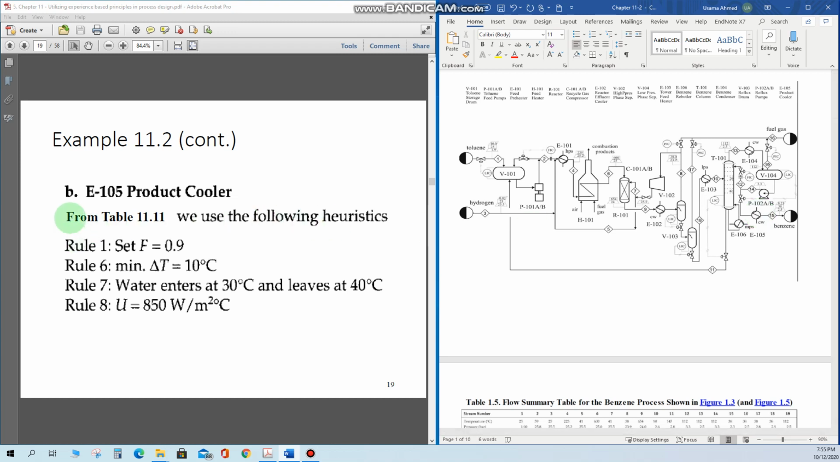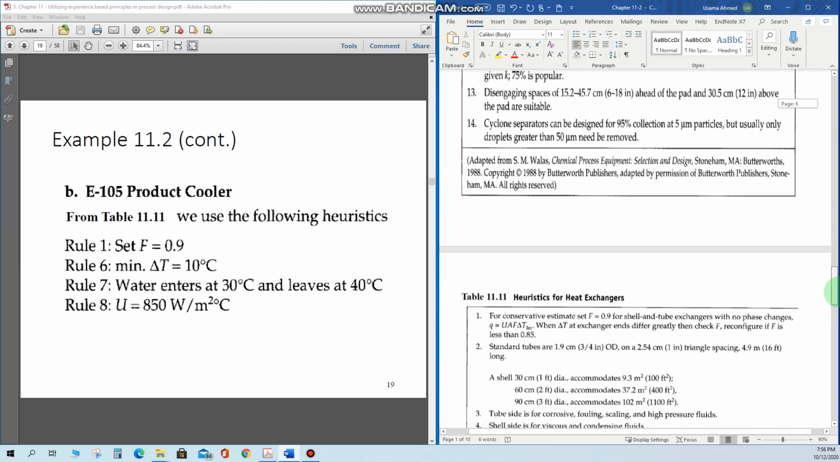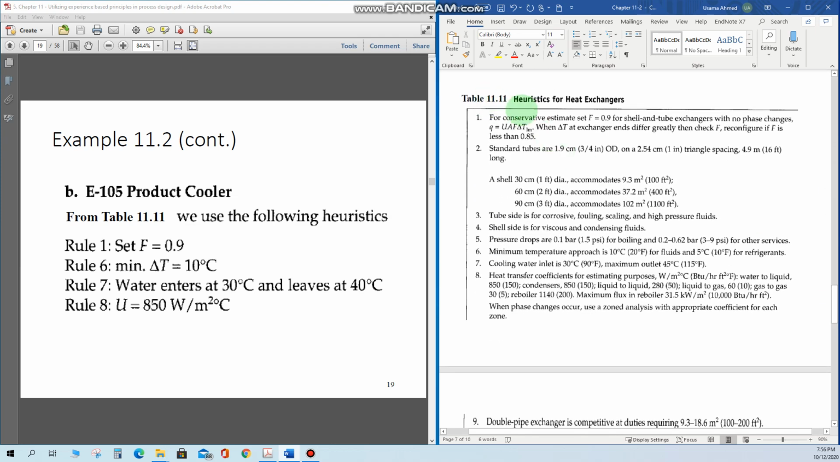Okay, now what we can do here, we have to consider table 11.11, which is about the heat exchangers. So let's see that table 11.11. Now let's see what we have here, heuristics for the heat exchangers. So rule number 1, set F equal to 0.9. Now from rule number 1, for a conservative estimate, set F, which is the correction factor for shell and tube exchangers with no phase changes, and Q would be equal to U A F delta T Lm.